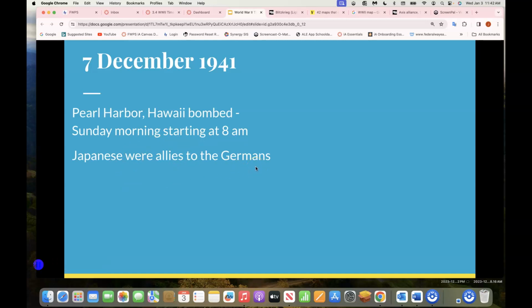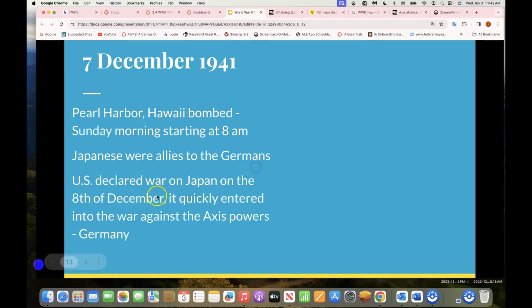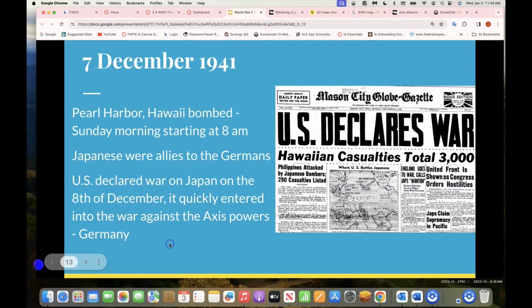Okay, so this is a note that is important to understand why we go to war with the Japanese first. The U.S. declared war on Japan on the 8th of December, so just one day. It was really less than 24 hours after Pearl Harbor was bombed, which is U.S. soil. It quickly entered into the war against the Axis powers. Okay, so the big countries involved on the side of the Axis powers were Japan and Germany.